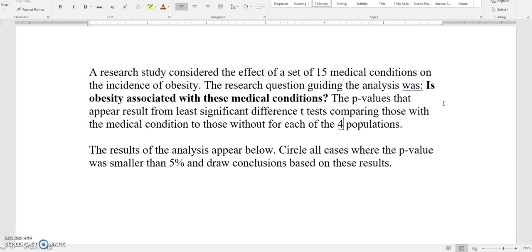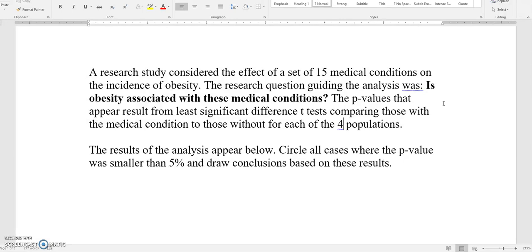So we have here results from a research study that considered the effect of a set of 15 medical conditions, or risk factors. I shouldn't say medical conditions, but risk factors on the incidence of obesity. So the research question guiding the analysis was, is obesity associated with these specific medical conditions? We did some tests to look at the association, and the p-values that appear result from, I'm calling them least significant difference t-tests. That's just more or less a regular t-test.